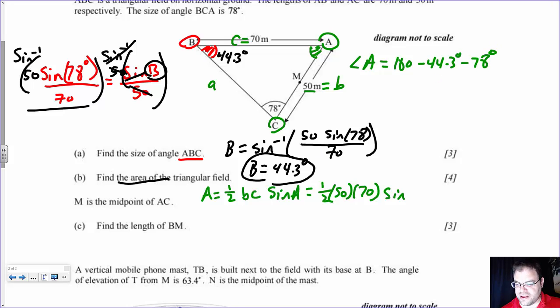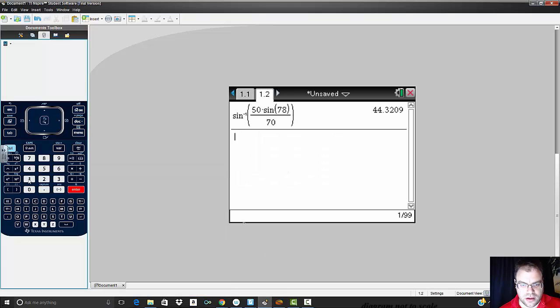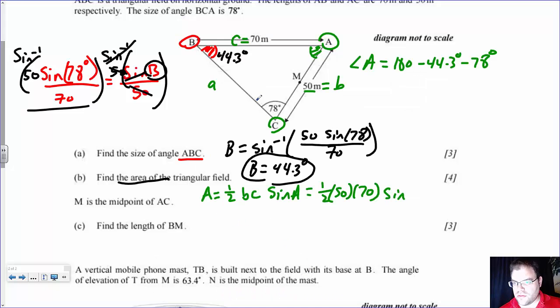So I'll just go ahead and figure that out in the calculator real quick. 180 minus 44.3 minus 78. So that angle is apparently about 57.7 degrees for the purposes of this problem. So the sine of that is 57.7 degrees. This angle that I don't know is now 57.7 degrees, and I needed that for A.